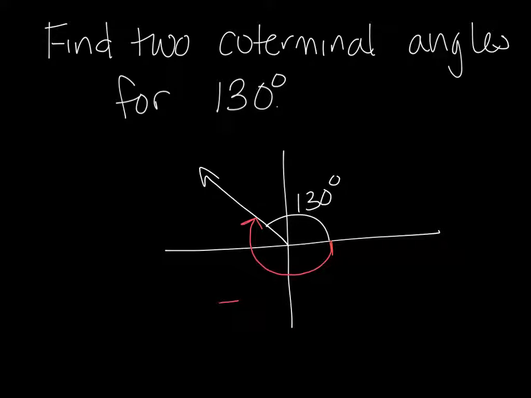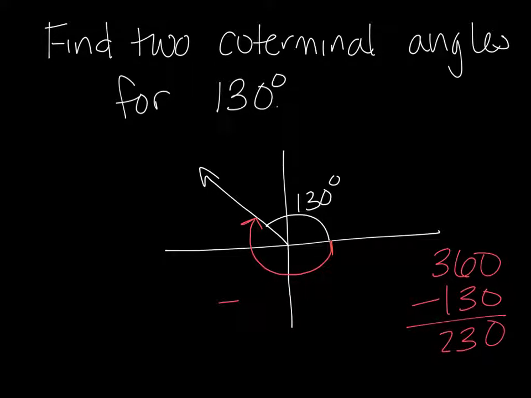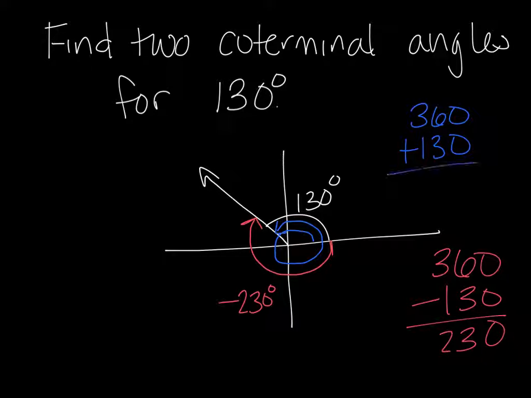Now remember, this fills up the full circle. So we've got a whole circle here. When we're figuring out what this is, we just have to take 130 away from a full circle of 360. So 360 minus 130, and what do we get? We get 230. So this is negative 230 degrees. Okay, and then we can go in the other direction and say, you know what, I'll go a full circle and then back to 130. So I went a full circle and then added 130 to that, and we get 490 degrees. So that blue one there is positive 490 degrees.